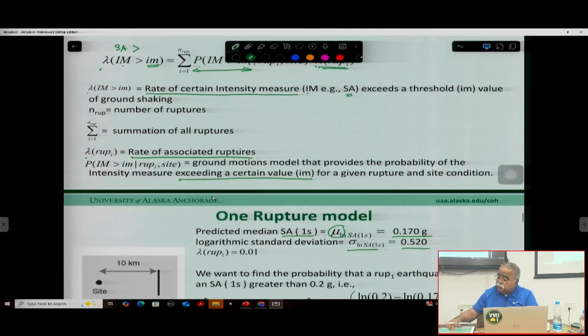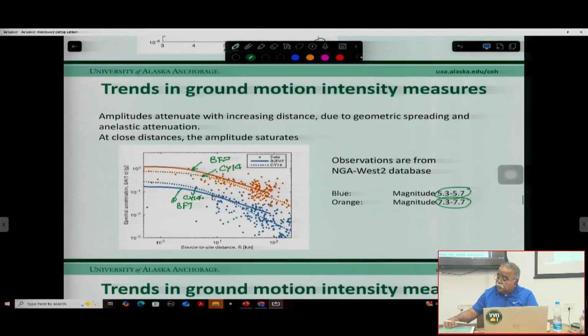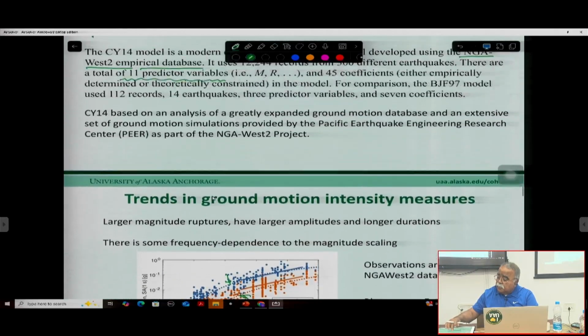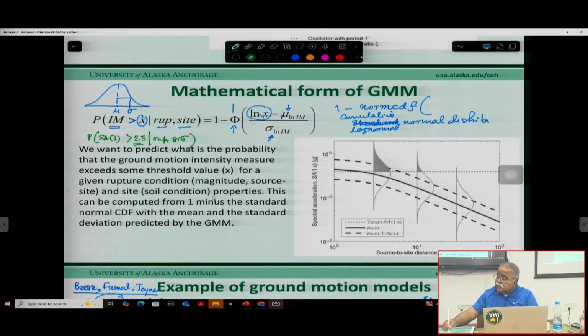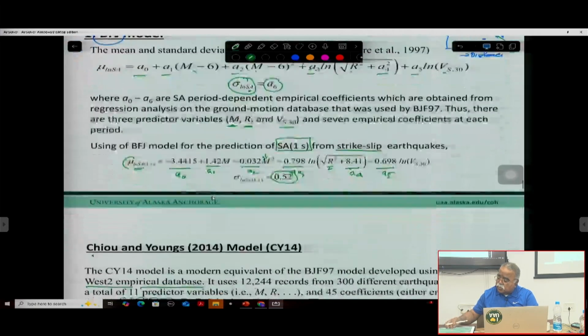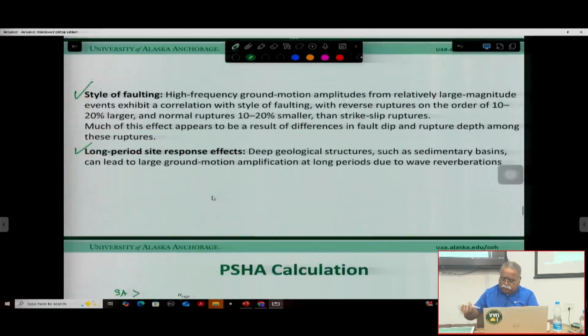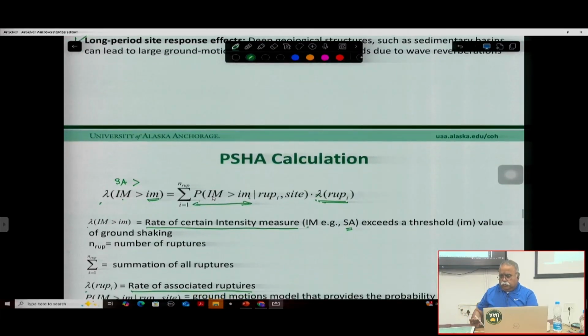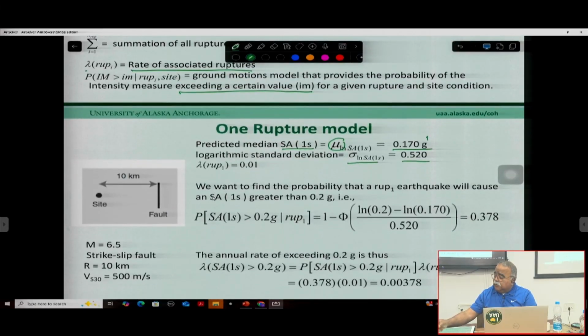You can get it from this relation we had found out, right? So this number and this number we got from the ground motion model. So this is the ground motion model, one model, BJF or CY14, whatever it might be. But there are a lot of ground motion models available. So that we have given here, right? So we have read from this and we know this number.